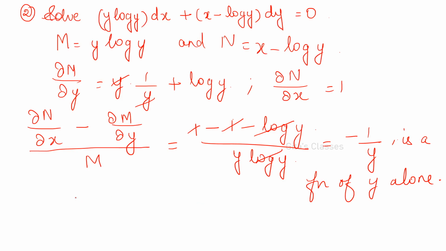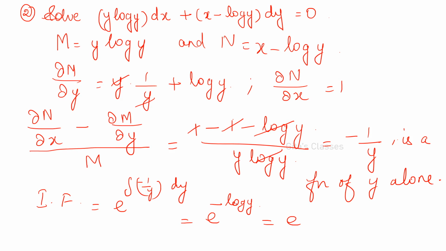Minus 1 by y. Now, what is the integrating factor? According to the formula, it is e power integral of whatever function you are getting. So, minus 1 by y into dy, right? That is equal to e power minus of the integral of 1 by y, which is log y. So it is e power minus log y. Bringing the minus here, it is y power minus 1, since e and log are inverse functions. So y power minus 1 is 1 by y again. So, 1 by y is our integrating factor.